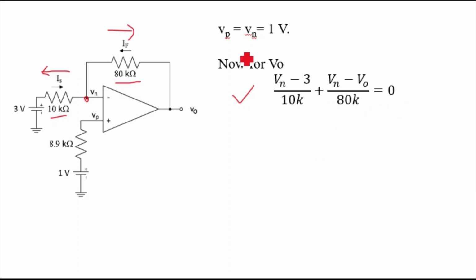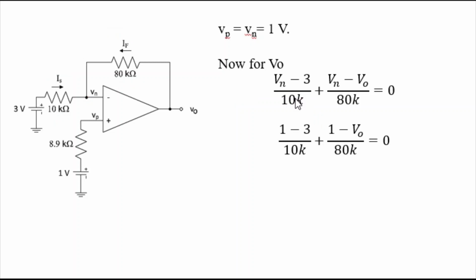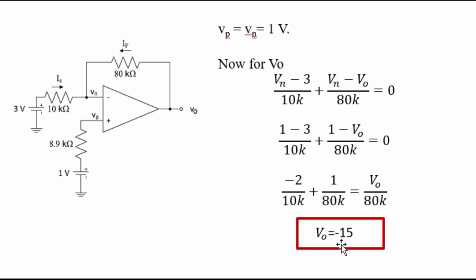Now put in the value of Vn, as we already found: Vn is 1 volt, because no current was flowing across the 8.9 kilo ohm resistance. So (1 volt minus 3) divided by 10k, plus (1 volt minus V0) divided by 80k equals 0. When you solve this, you will get V0 equal to minus 15 volt.